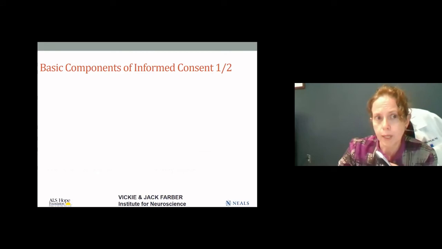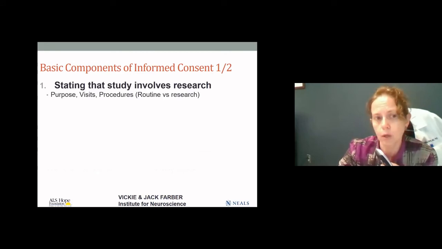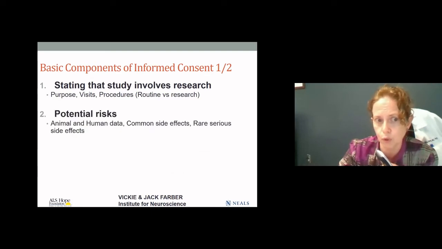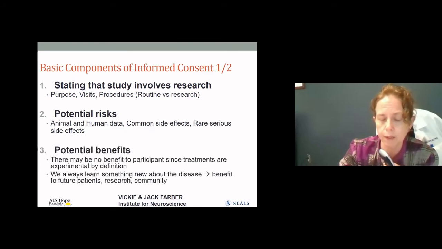So what are the basic components? We talked a little bit about those: the purpose, the visits, how many visits, what are the procedures, the potential risks, what is the animal and the human data, what are the common side effects, the rare serious side effects, the potential benefits.